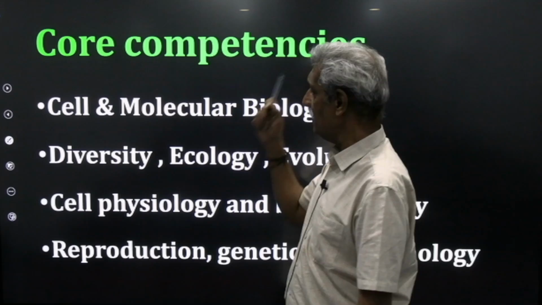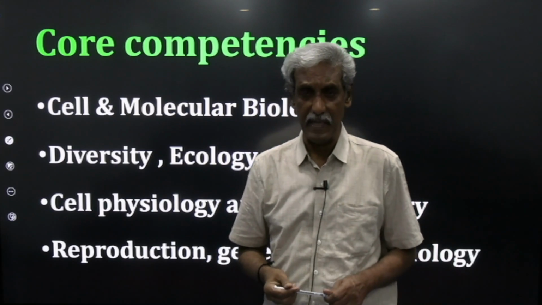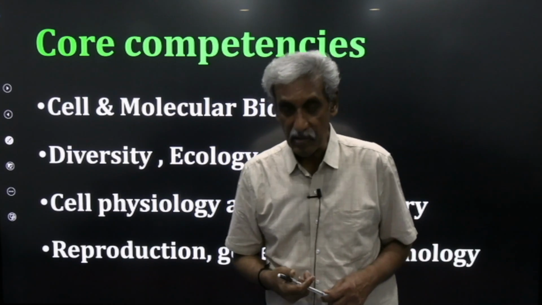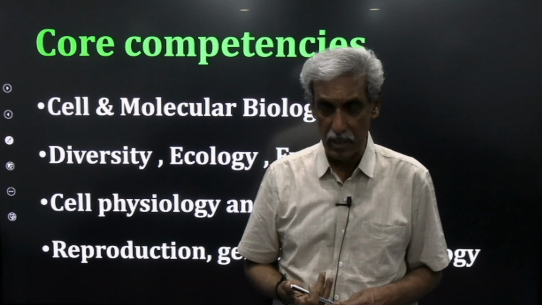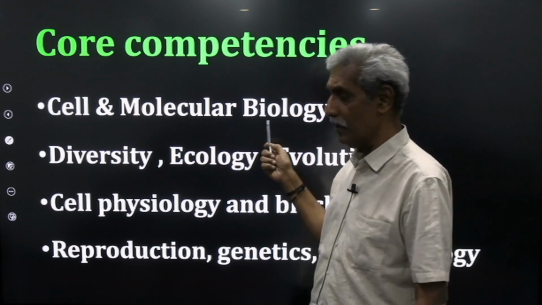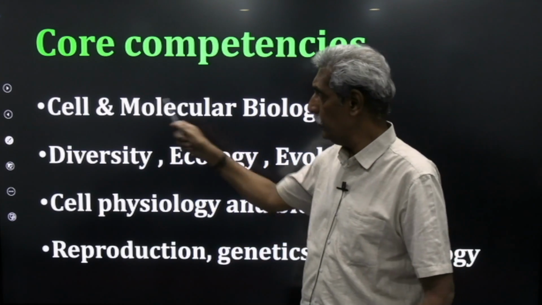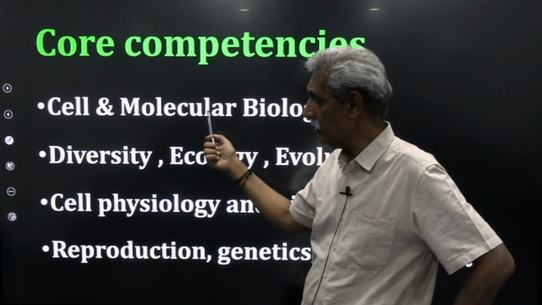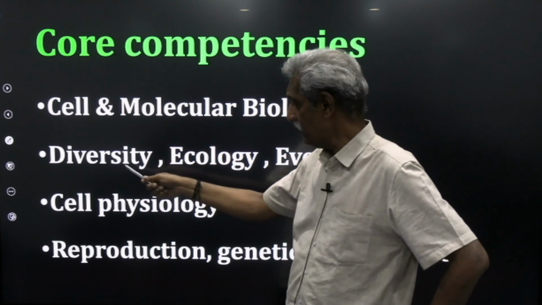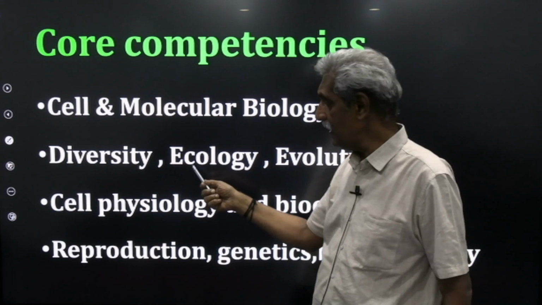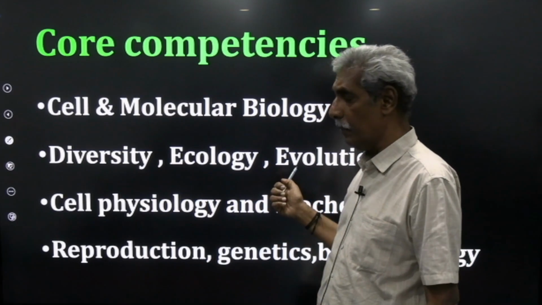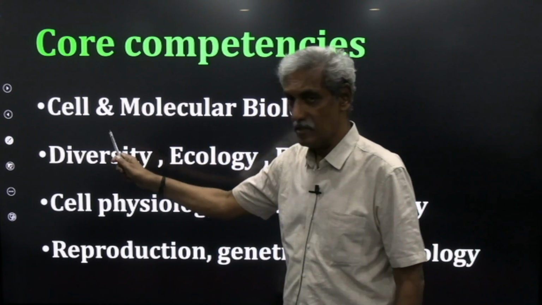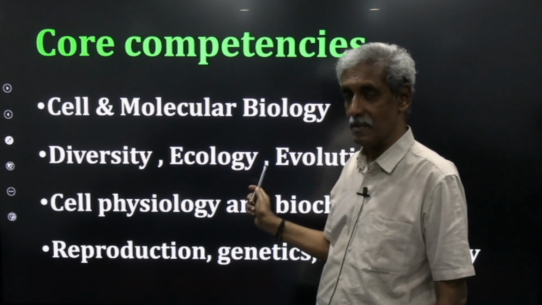So the core competency, where should you have your core competency? The core competency of any student preparing for a national examination is cell and molecular biology. That is, you read cell biology in the first year, you read molecular biology in the second year of the NCERT book. You read about diversity in the first year, you read about ecology in the second year NCERT book, and also you read about evolution. So it is a mix of the first year concepts and the second year concepts.